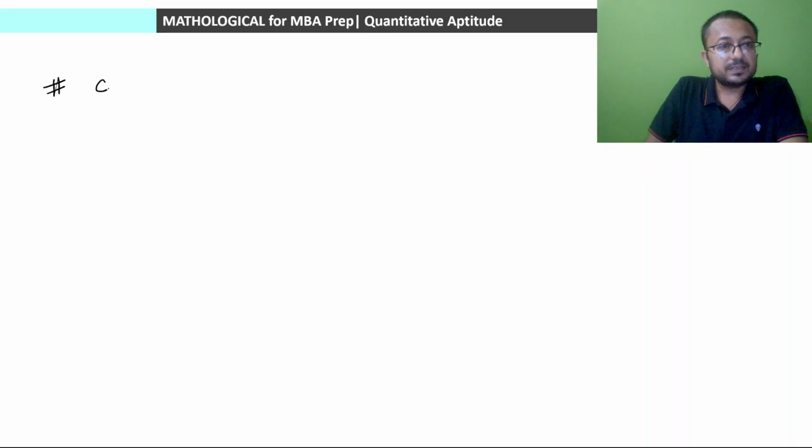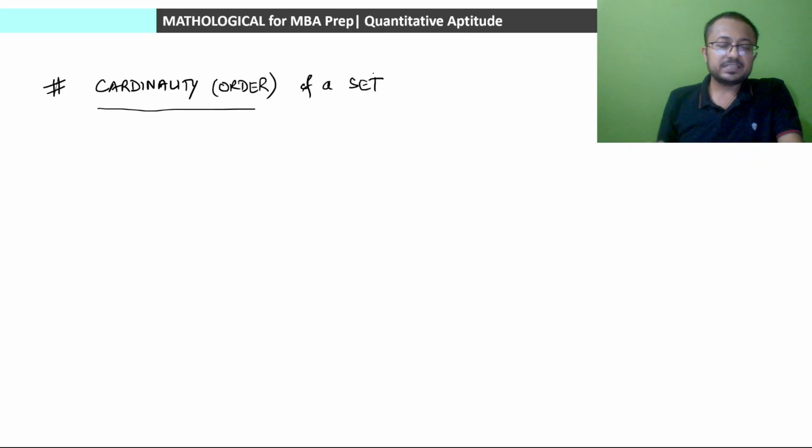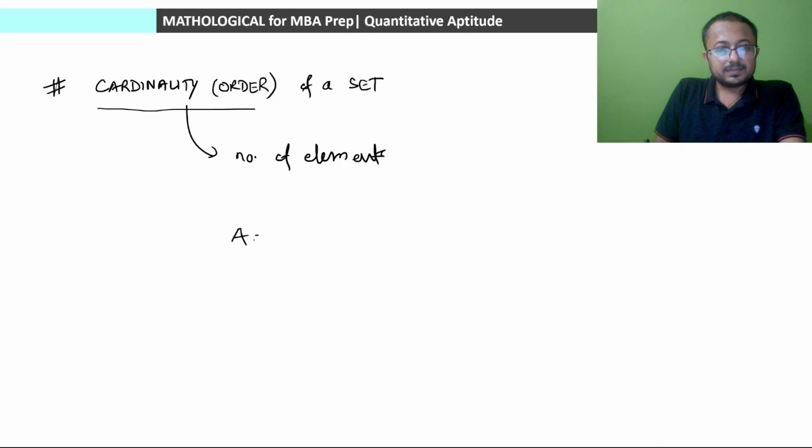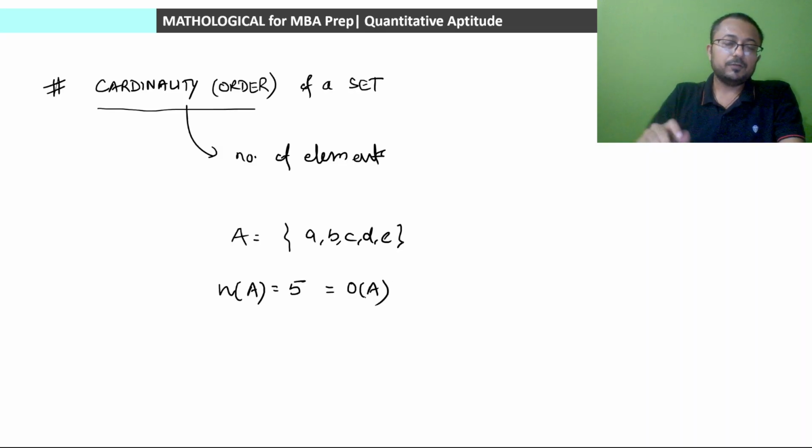Okay. Now, cardinality of a set. What is the cardinality of a set? Cardinality, or order of a set. Just the name is scary, otherwise cardinality is a very simple thing. Cardinality represents the number of elements in a set. The number of elements in a set is known as the cardinality or order of the set. So for example, there is a set with elements A, B, C, D and E. So the cardinality of a set is represented by number of elements in A, which is equal to 5, or order of A, which is equal to 5.